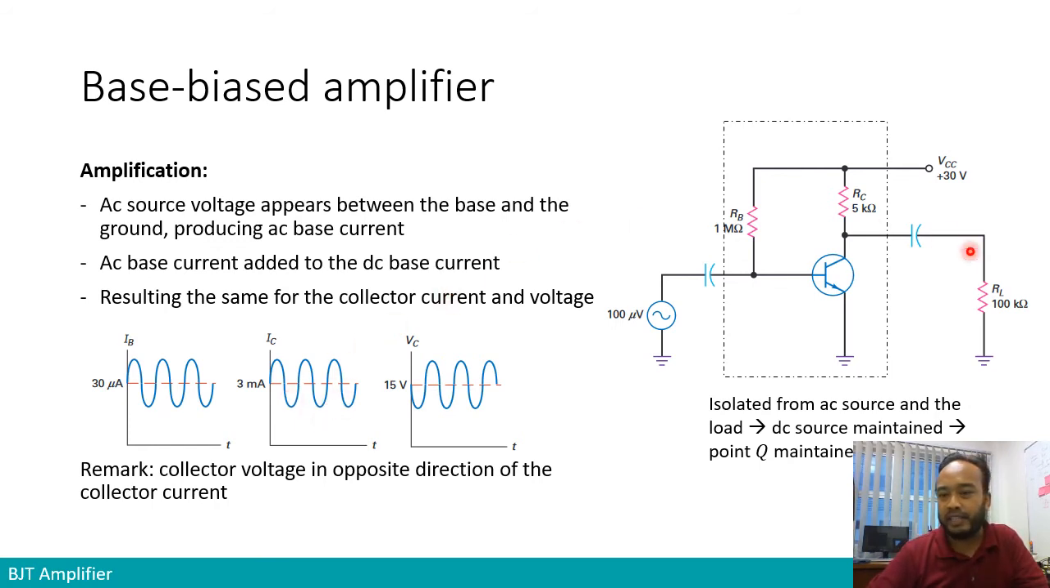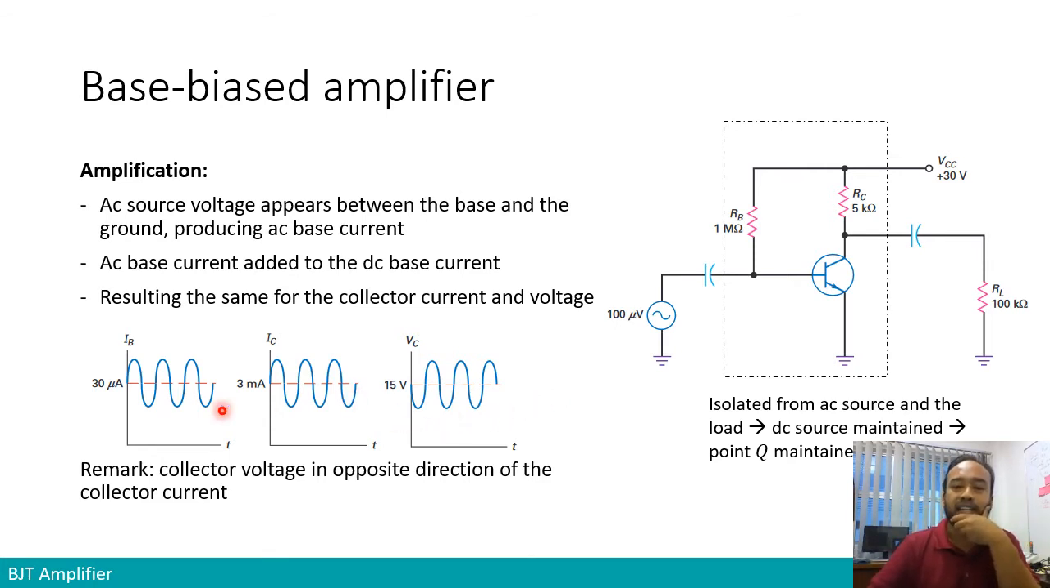So what happened at VC? Where is VC? VC is the voltage over here. In VC, of course, the relation between IC and VC is just RC. So we would also observe the same waveform, but of course in the opposite direction, because it is a load, therefore current and voltage go in opposite directions.